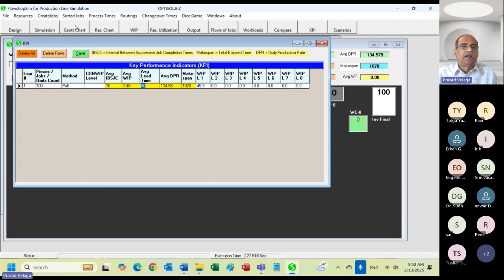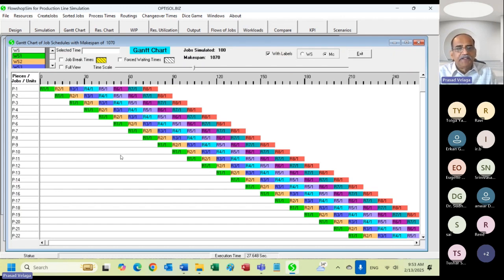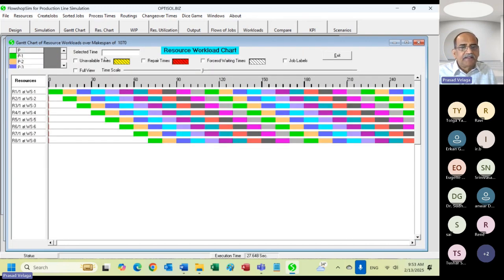Let me show you the flow of these pieces on the line. Every piece flows through these 8 workstations without waiting anywhere. There is no in-process waiting because it's a balanced line with no random variation, no uncertainty. Everything is perfect, so every piece is flowing without waiting anywhere. It's a perfect one-piece flow. You can also see that in another chart. Here you see the workloads for resources R1 to R8. R1 is processing these pieces in this order, R2 also in the same order, likewise.